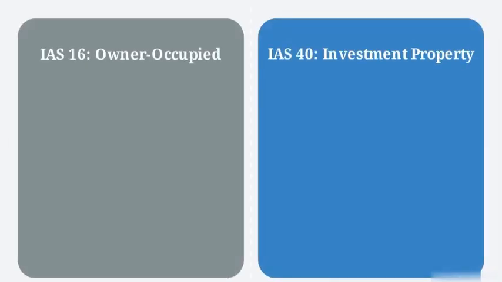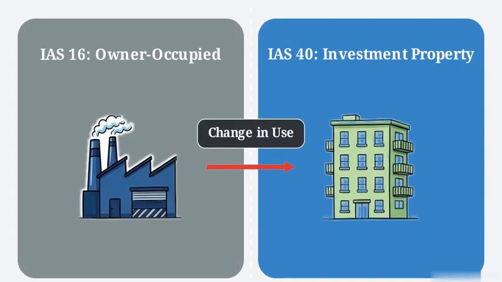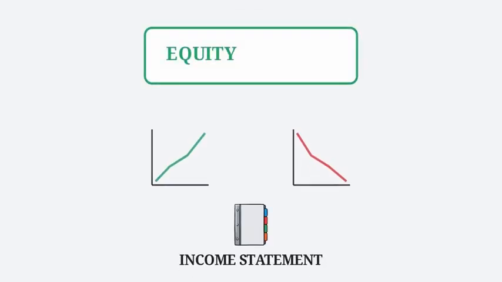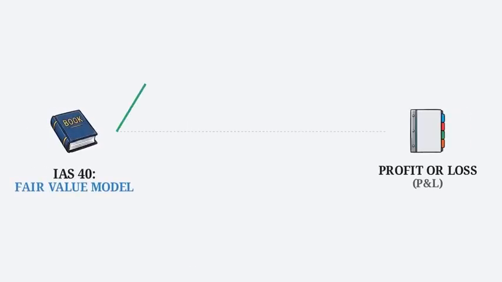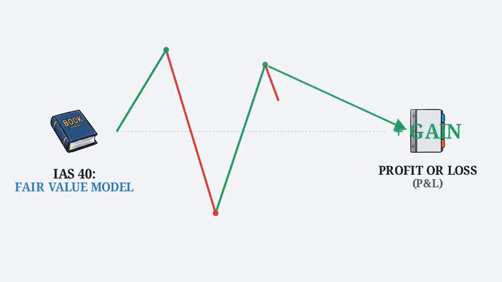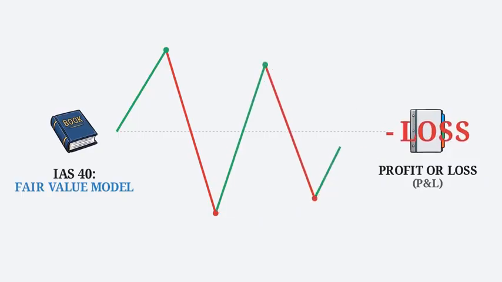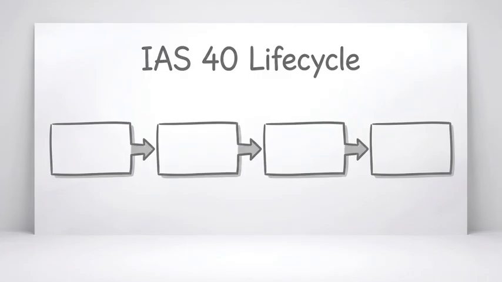Notice the asymmetry when entering IAS 40 from an owner-occupied state. Initial gains park safely in equity, while initial losses hit your income statement. But once that transfer is complete and you are officially using the fair value model under IAS 40, every future swing in value, up or down, hits your profit or loss directly. This decision tree outlines the entire life cycle.